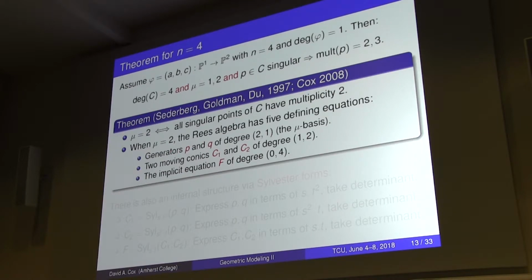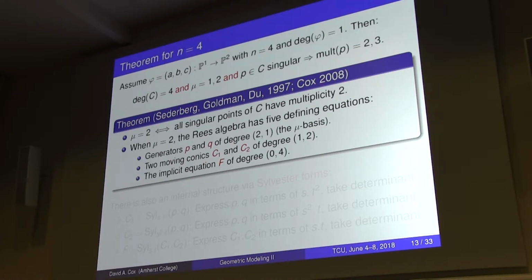So they knew that you had these two interesting moving conics, the mu basis, at degree 1, 2. They had the implicit equation. And they also knew that they could get the implicit equation just by taking a 2 by 2 determinant of this. That's something Carlos mentioned on Monday. So here you end up with basically a 4 by 4 determinant expressing f in terms of the Sylvester resultant. But once you go here, it's only a 2 by 2 determinant. So once you get the moving conics, you get the implicit equation very quickly.